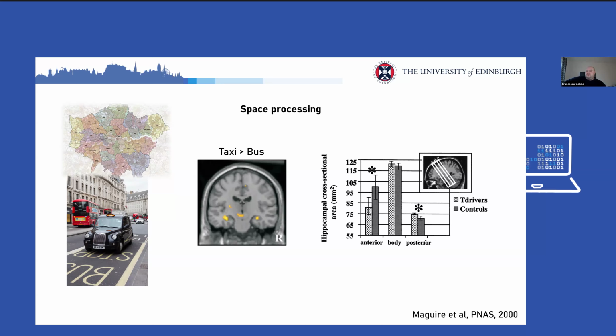What she found is that in the population of taxi drivers, as opposed to other drivers that didn't memorize the whole network of roads in London, the volume of the dorsal hippocampus in particular was significantly higher than in normal controls.